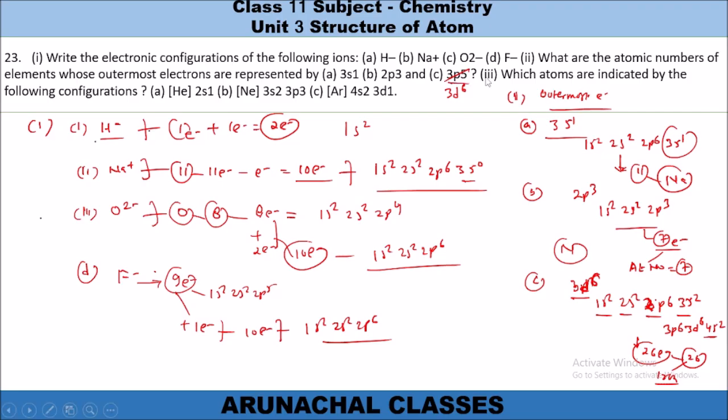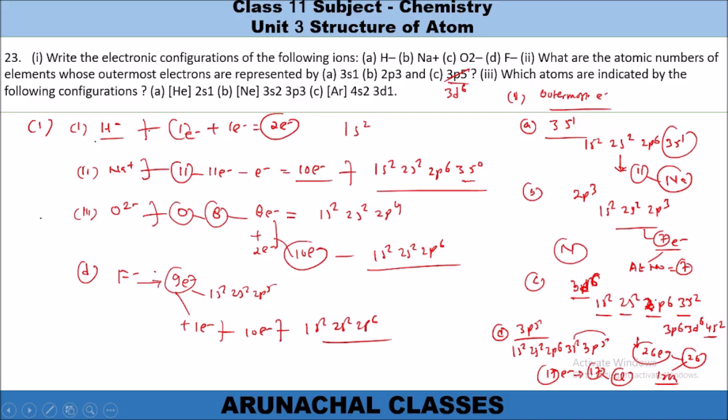If this question is the case of 3p5, then it will be 1s2 2s2 2p6 3s2 3p5. So it will be 5 plus 2 is 7, 7 plus 6 is 13, 14, 15, 16, 17. 17 electrons will be there, having atomic number 17, and it will be chlorine.